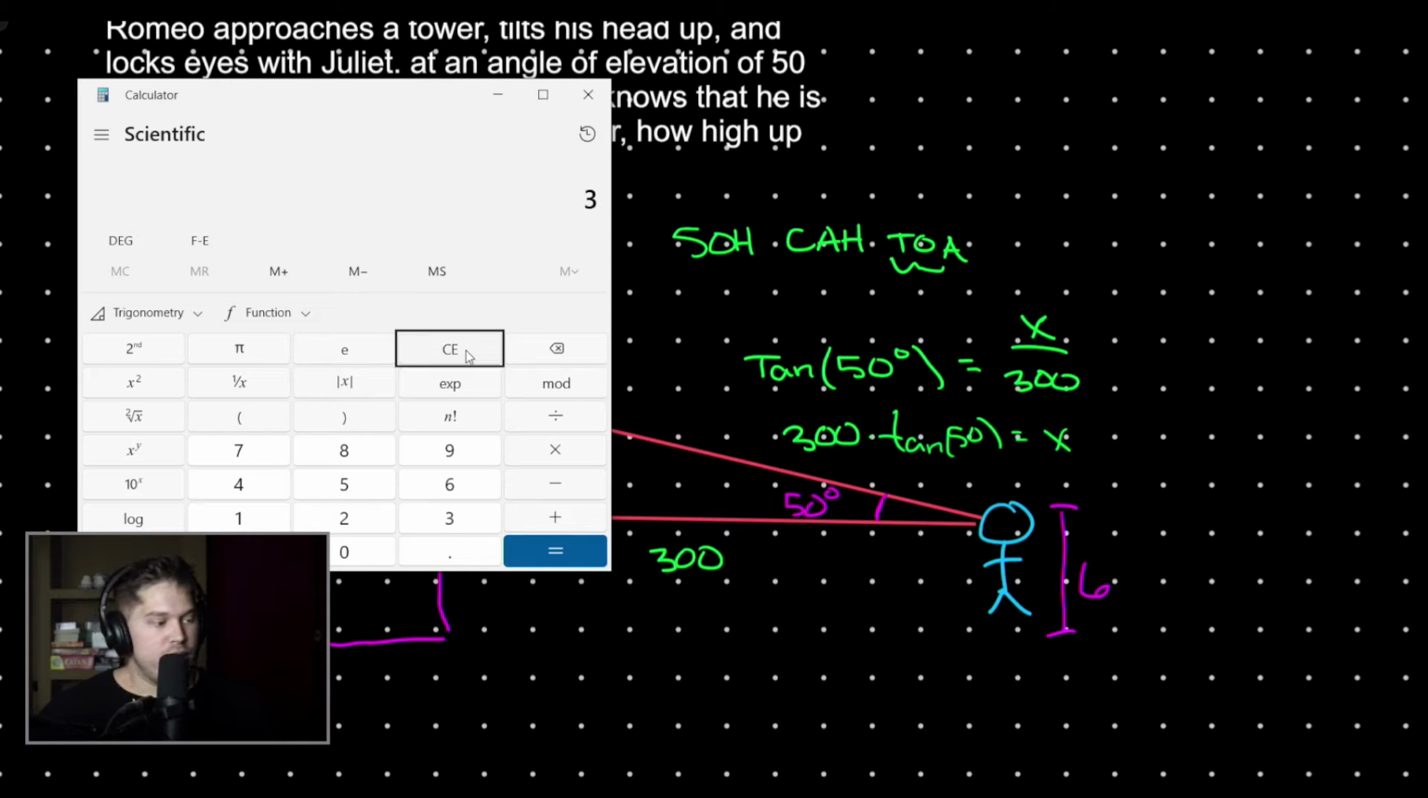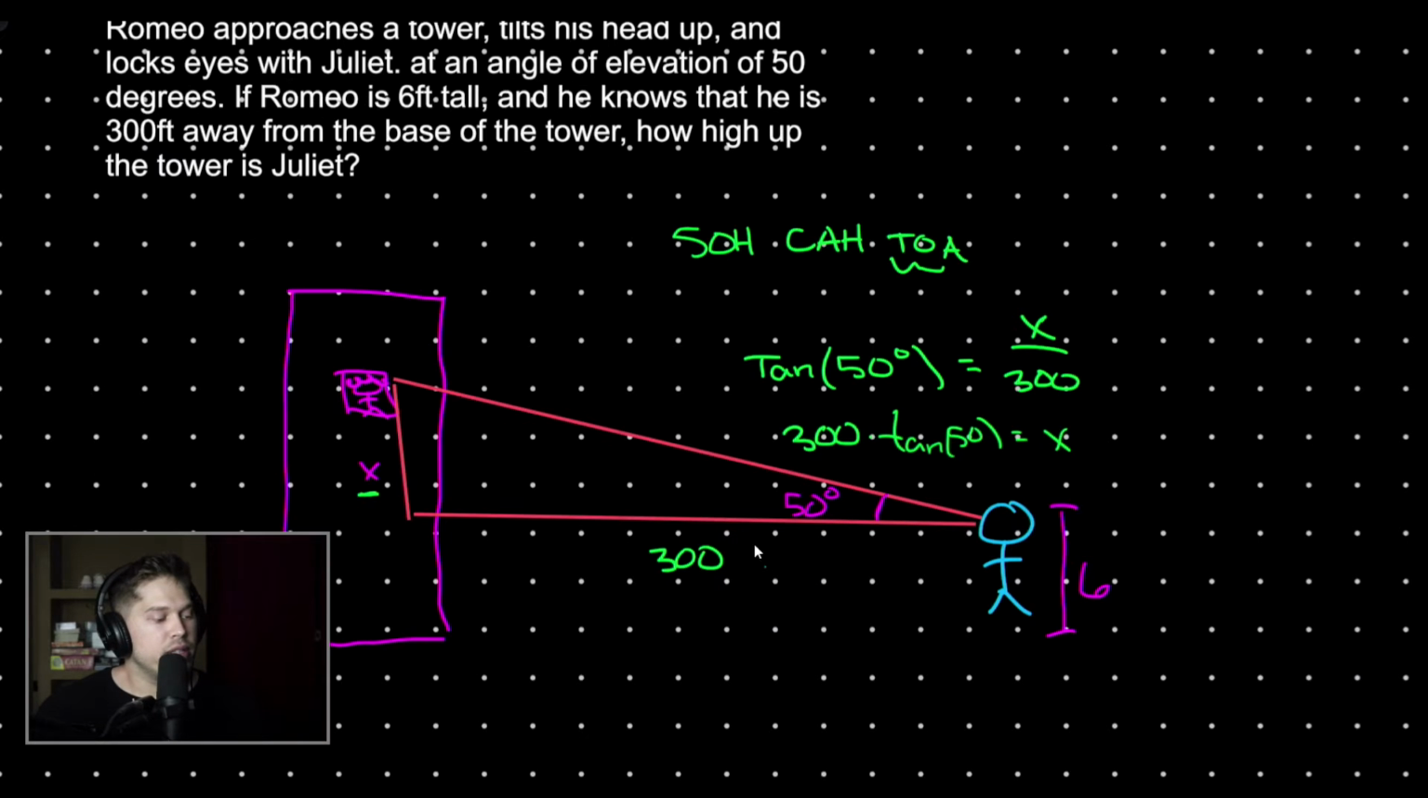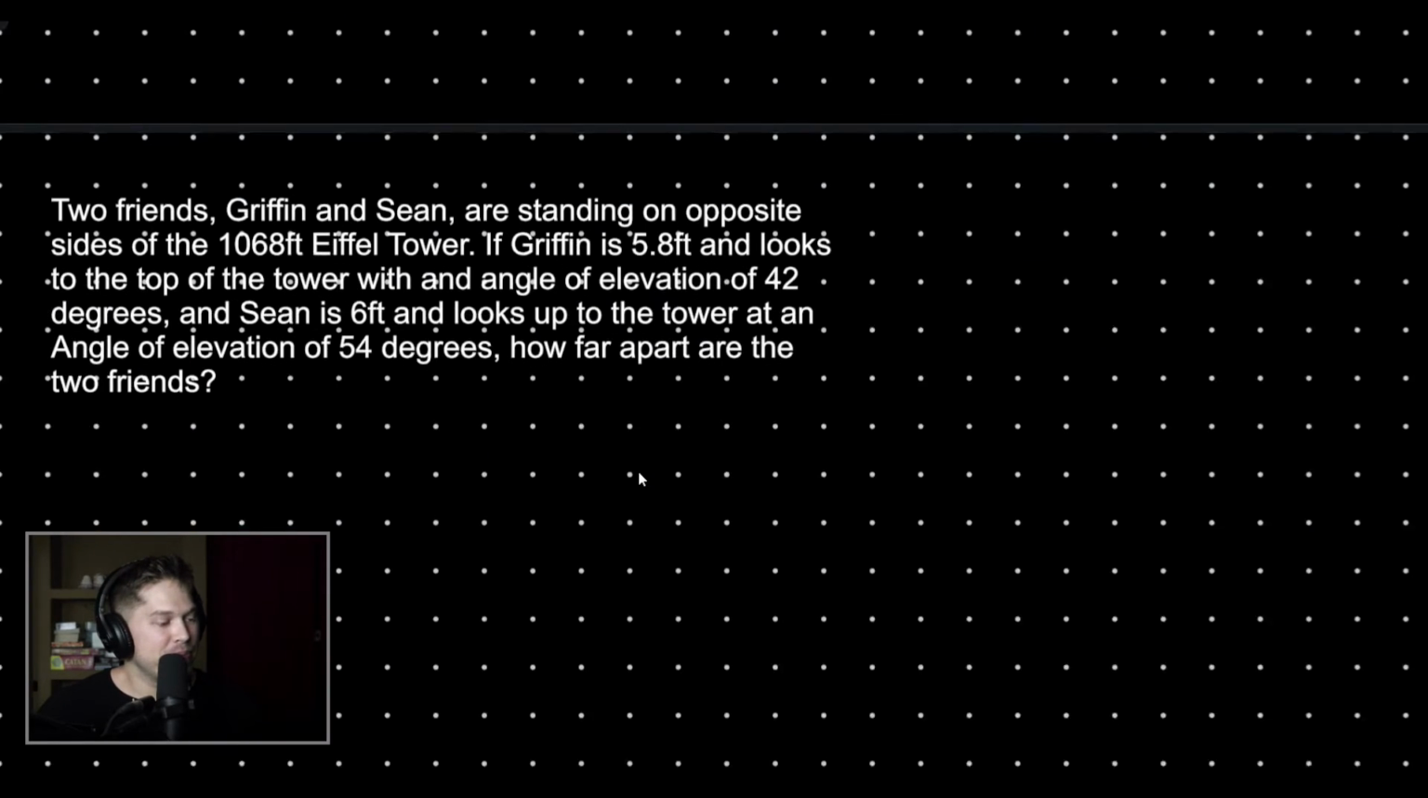So we have 300 times the tangent of 50 degrees. And we see that Juliet is 357 feet above the ground. So x is approximately 357. Excellent, excellent. Now, of course, my picture is not drawn to scale. Romeo being 6 foot tall, it looks like he's 100 feet tall in this picture. Picture not drawn to scale.